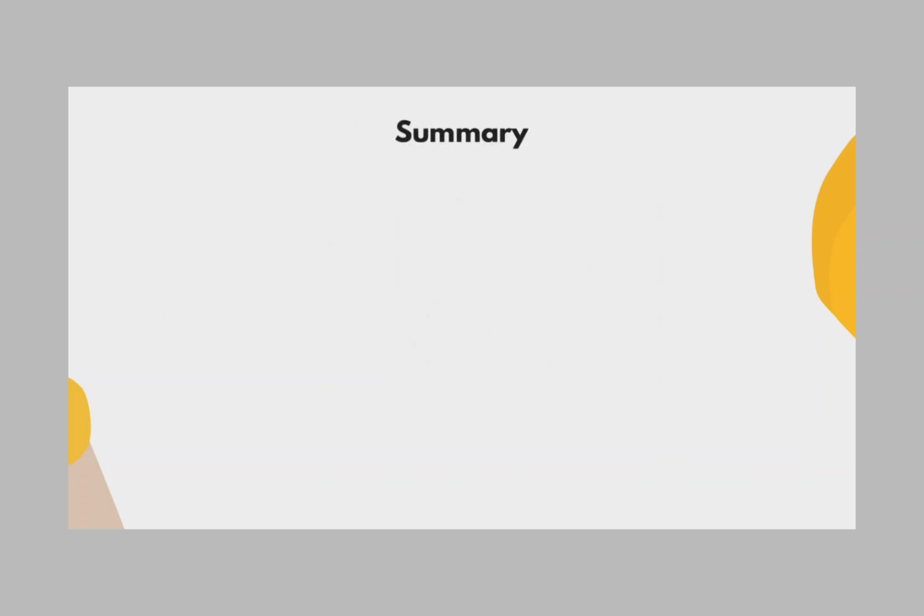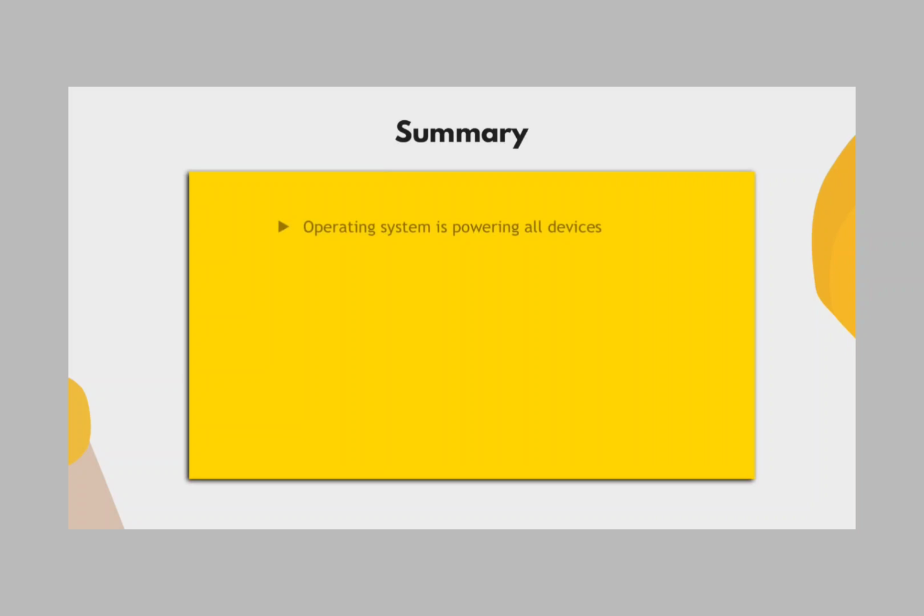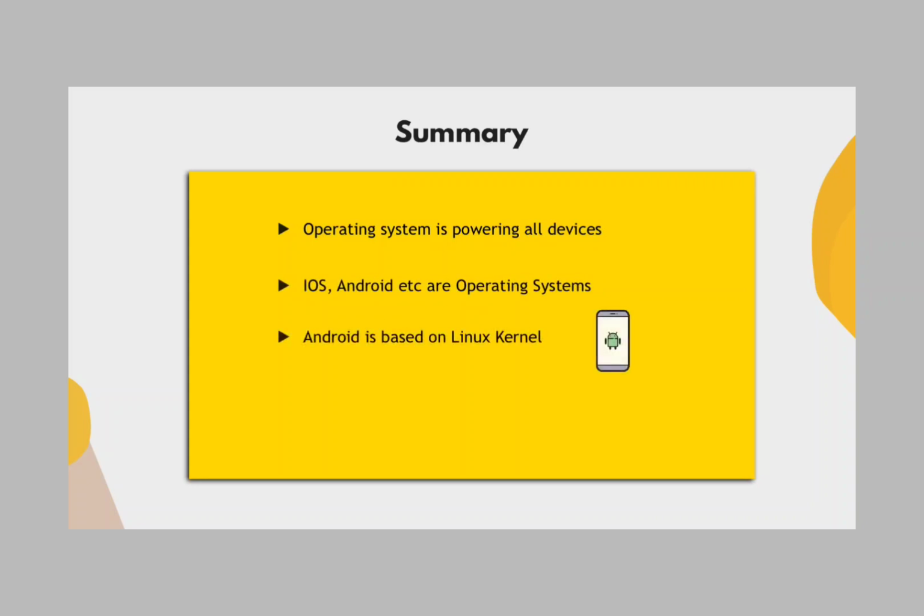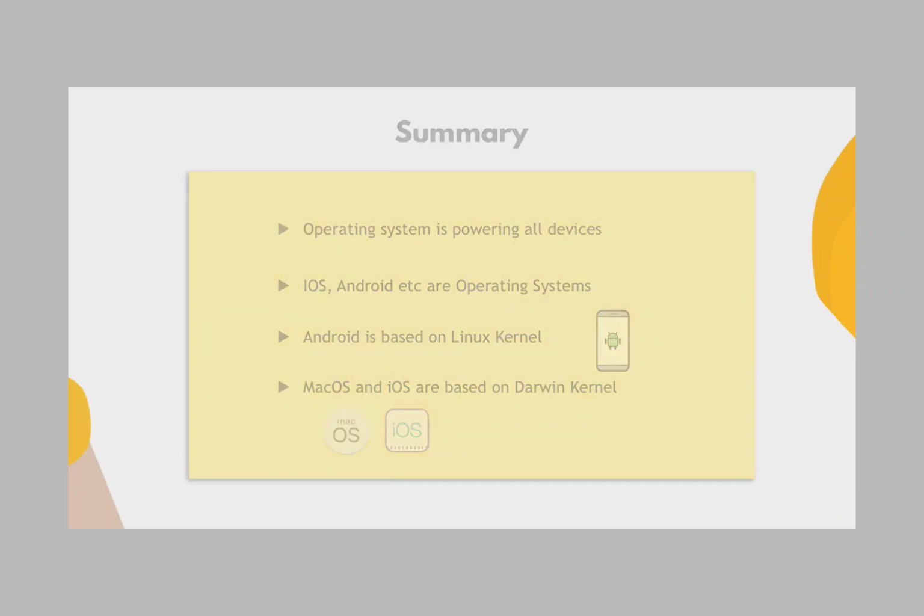So to summarize, basically the operating system is powering all the devices like servers, laptops, phones, printers. Every device that has hardware and applications on it needs this layer in between. So iOS and Android are operating systems. Android is based on Linux, meaning it uses the Linux kernel, while iOS, like macOS, is based on a Darwin kernel.